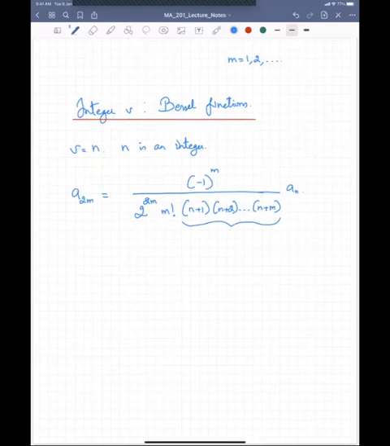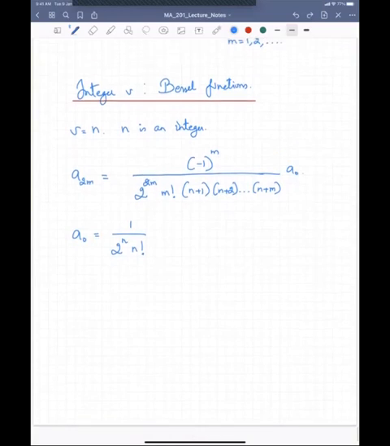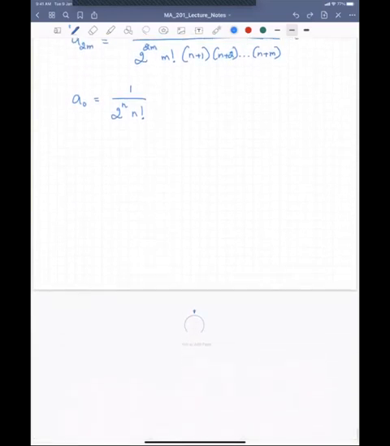In other words, what I'm saying is the following. Suppose I choose A0 to be 1 over 2 to the n times n factorial. Now this n factorial in the denominator is going to combine with these factors of n plus 1 times n plus 2 times up to n plus m and convert this into an n plus m factorial. So instead of worrying about a whole bunch of factors here, I can neatly write this entire thing as an n plus m factorial. That motivates this particular choice of A0.